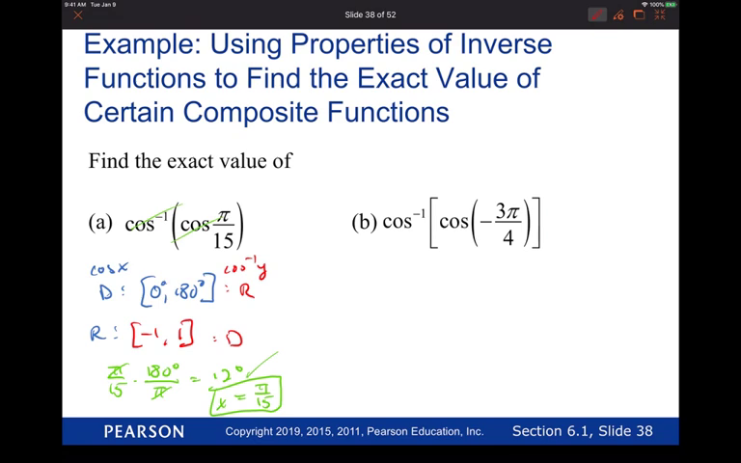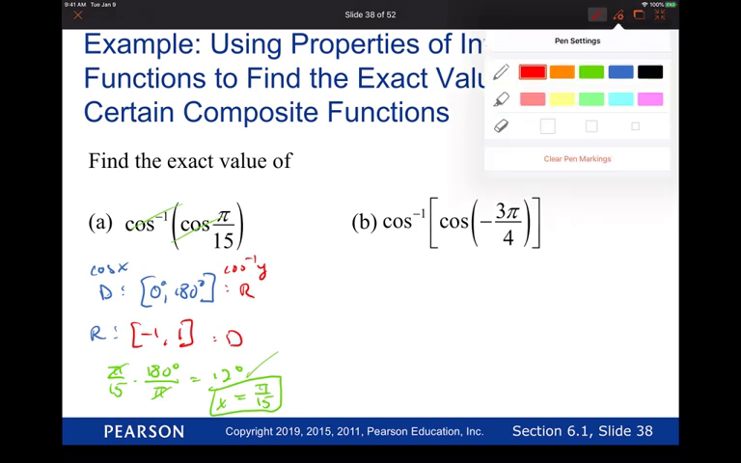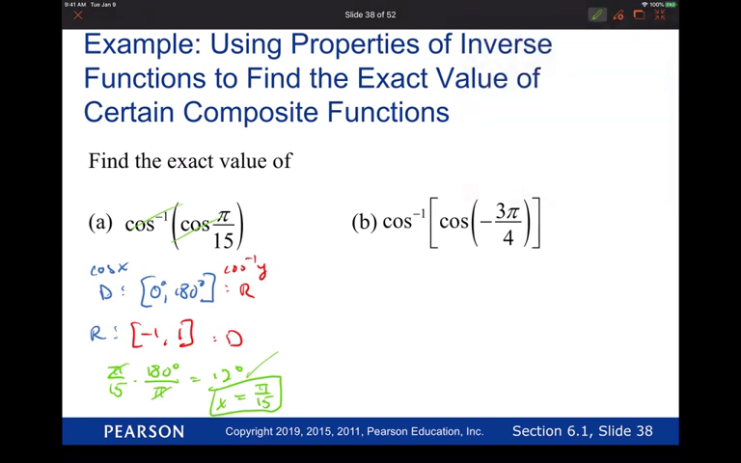That means that angle has to be between 0 to 180. Is -3 pi over 4 between 0 to 180? Let's convert that to degrees to see where that is. Now that we've identified we're going to use the blue domain, the top line, let's convert this -3 pi over 4 to degrees.